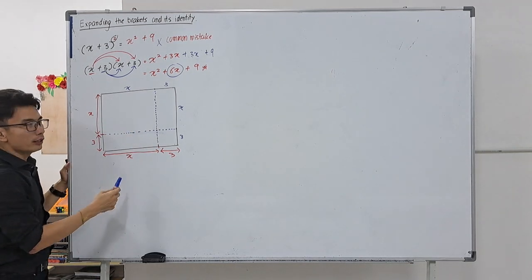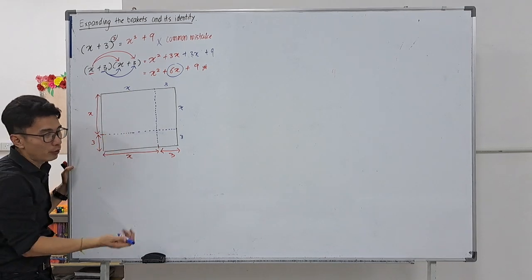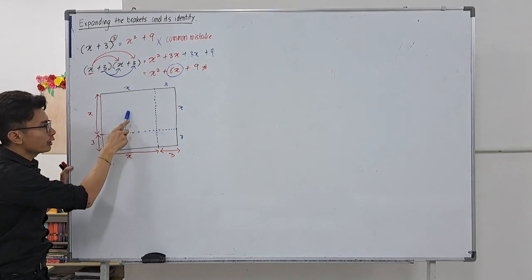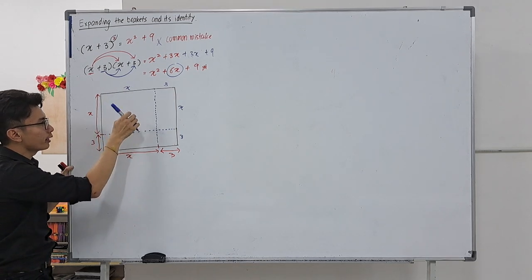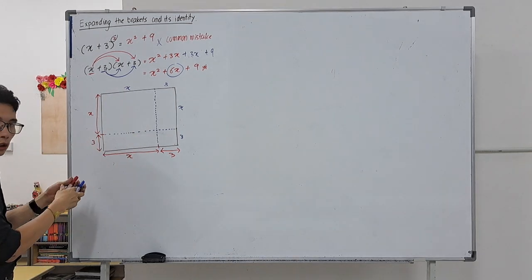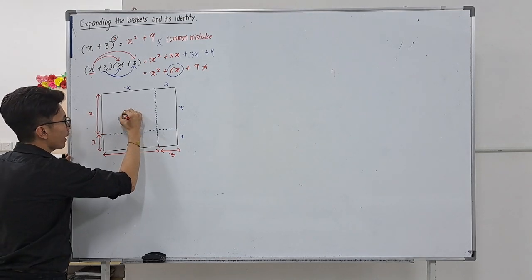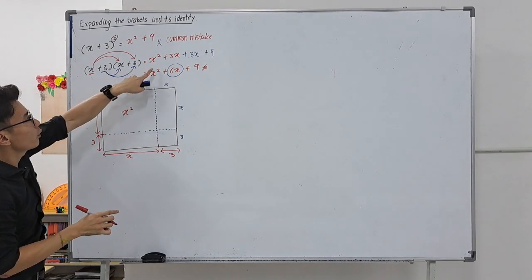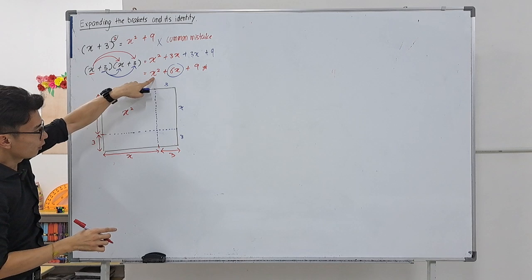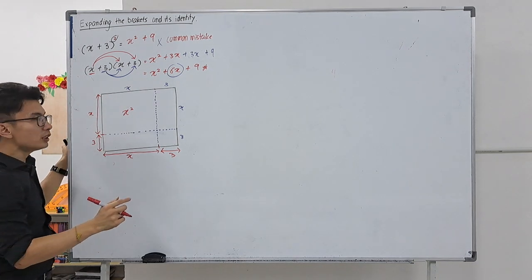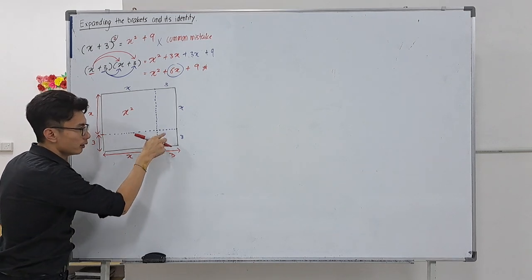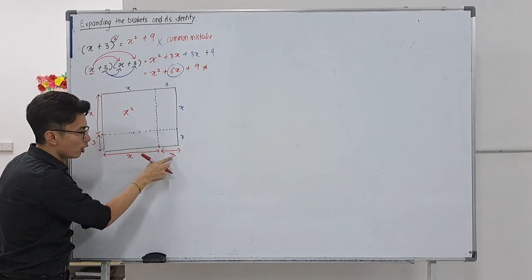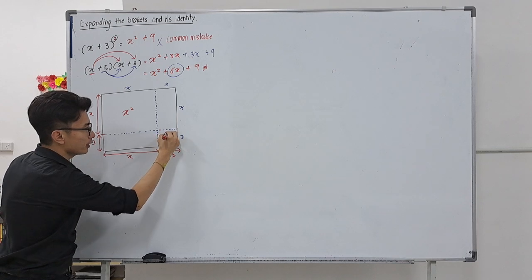Now, can we find the expression? Since we are talking about area, can we find the expression for this big square? I have x times x, so the expression inside this square should be x squared, right? That's this guy over here. Now, can you see where the 9 is in this diagram? 9 should be this small square over here. 3 times 3, the area over here, that's 9.